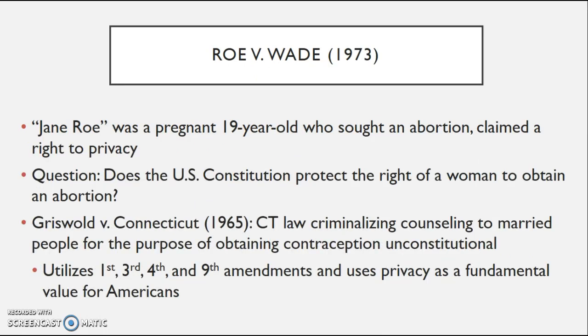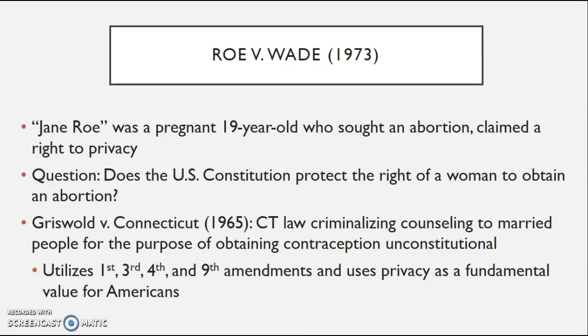So let's get into the actual case of Roe v. Wade in 1973. Well, Jane Roe is the pseudonym of a pregnant 19-year-old who is seeking an abortion, and she's going to claim a right to privacy. And the question is going to become, does the U.S. Constitution protect the right of a woman to obtain an abortion? Again, keep in mind that at this point, privacy was really more or less referring to one's own house, not really towards a person's own specific privacy.